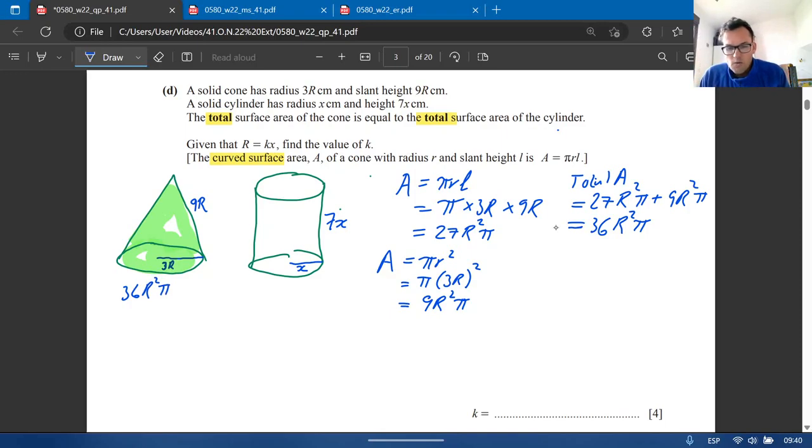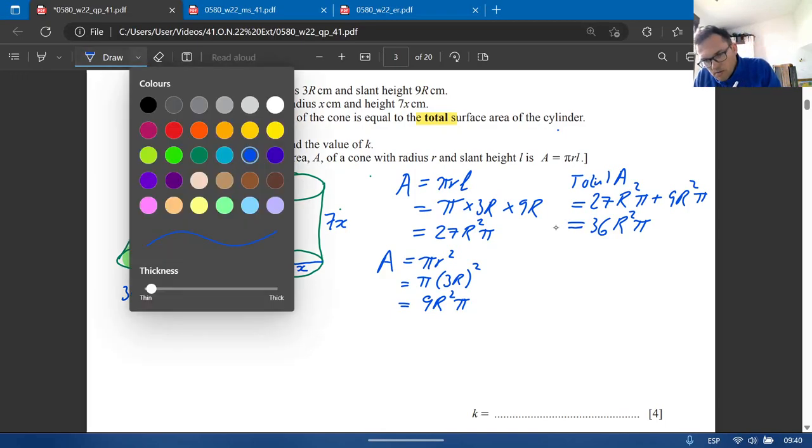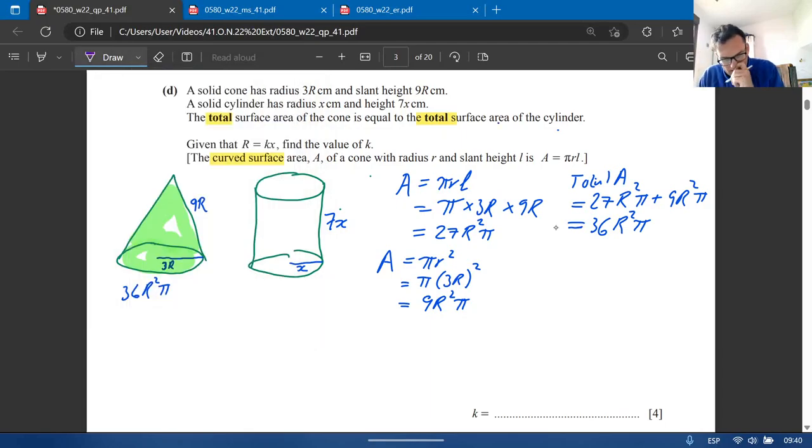The total surface area of the cone is equal to the total surface area of the cylinder. So let's work out the total surface area of the cylinder. Let's get a little change of color. So the surface area of a cylinder, of course, is a bit of a formula. It is the area of a circle, pi r squared, times 2, because a cylinder has two circles, one at the top, one at the bottom, plus, and now the middle part, of course, of a cylinder, if you remember, the net of a cylinder is a rectangle with two circles.